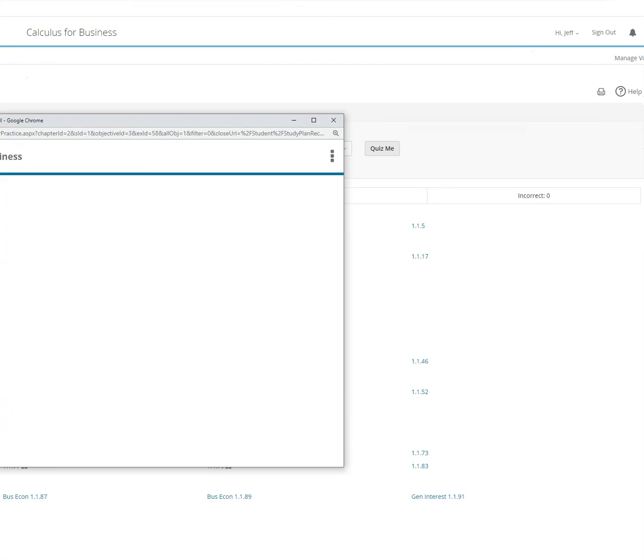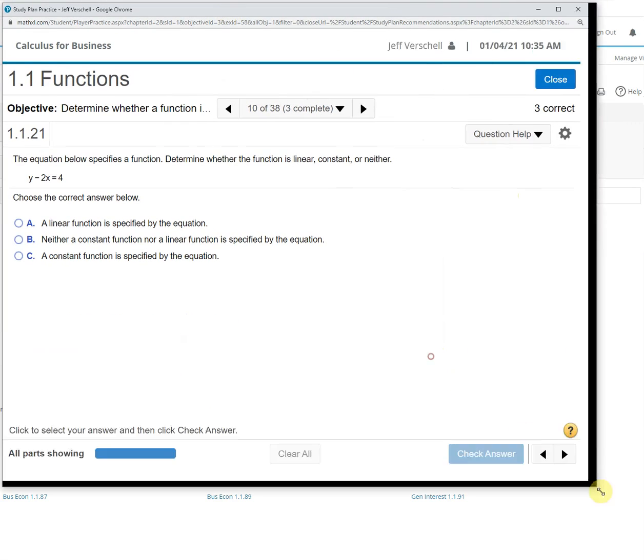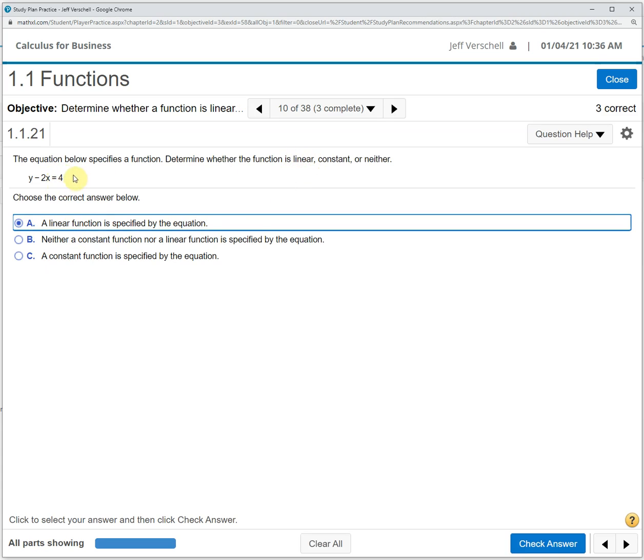Okay, we can take a look at one where we have a straight line. Again, this is y equals mx plus b. If we rearrange it a little, bring the 2x over, so we add 2x to the other side, make it y equals 2x plus 4, which means it is a straight line. It is linear, and a straight line is always a function. But since it's linear, we can just select that it's a linear function, as indicated by the equation.